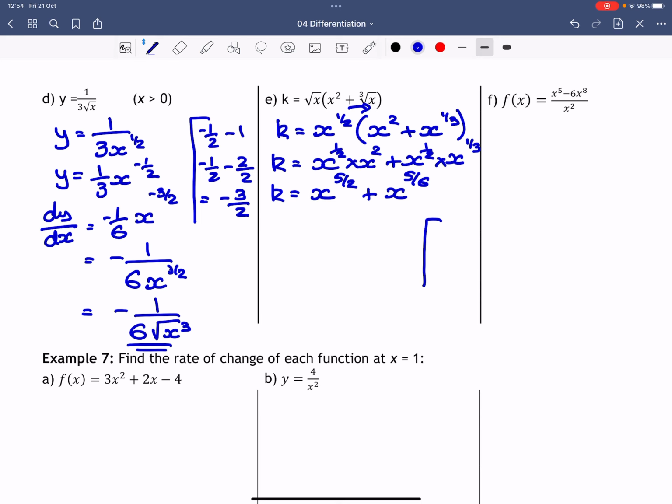So when I'm doing that, I said a half plus a third. Do the kiss and smile. So I get 3 over 6 plus 2 over 6, which gives me 5 over 6. Okay? Go ahead and differentiate it. So I get dk by dx is going to be 5 halves x to the power of 5 halves take away 1, which is the same as saying take away 2 halves, which is 3 halves, plus 5/6 x to the power of 5/6 take away 6/6, which is negative a sixth.